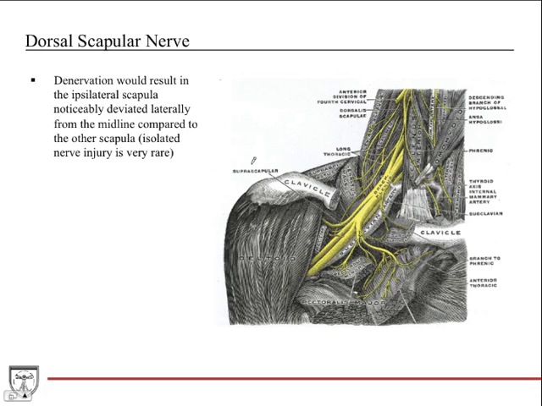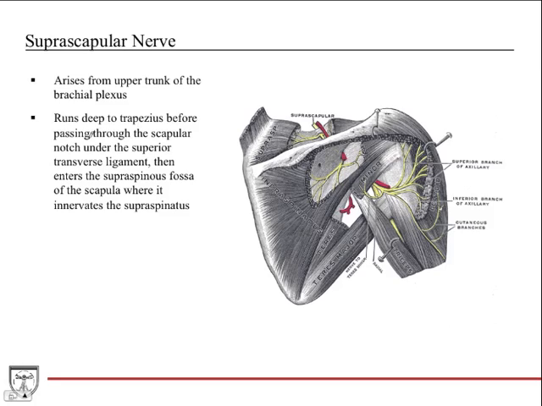And again, that's because of that innervation to levator scapulae muscle. This isolated nerve injury is very rare. Usually you'd have this deficit with a much more serious injury involving not only the dorsoscapular nerve but several other nerves as well. Now, the suprascapular nerve, what does this do?